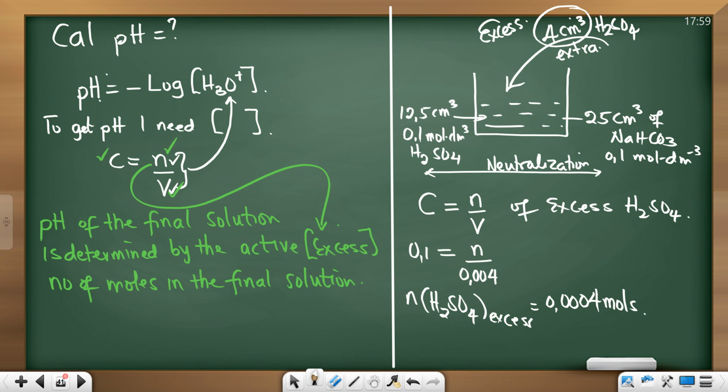Okay, sir. All right. Guys, I hope my calculations are okay. Just keep checking with your calculator. 4 divided by 1,000, 0.004. Am I right there? And multiplied by 0.1, 0.0004. Okay. Now, I have the number of moles that is in excess.